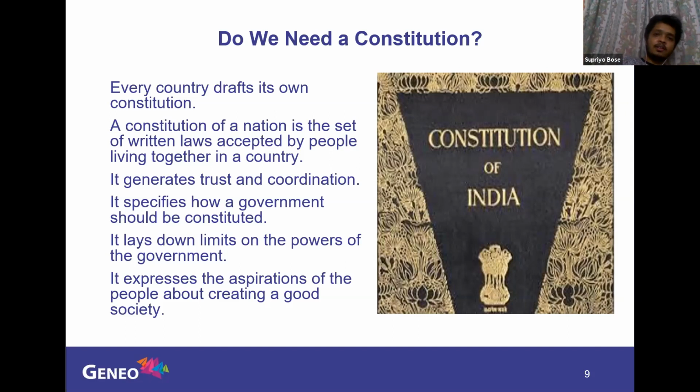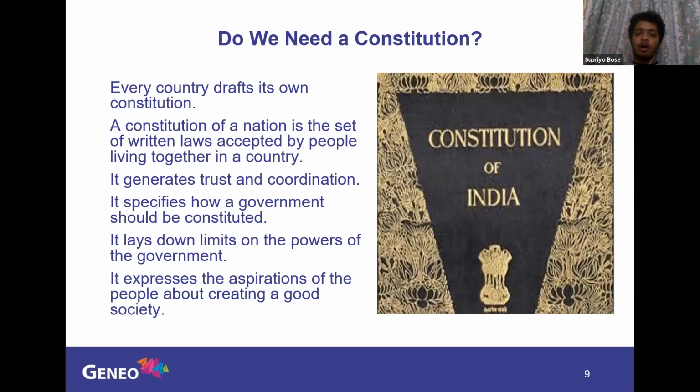The people would be needing certain rights, right to equality, right to freedom. Okay, so these rights are being safeguarded by the constitution. These rights, these laws are written in this constitution. For example, if we talk about the right to freedom, it is written in Article 19.